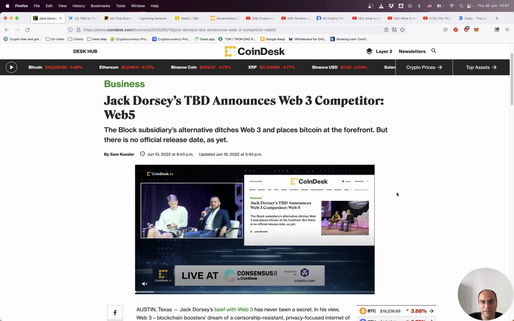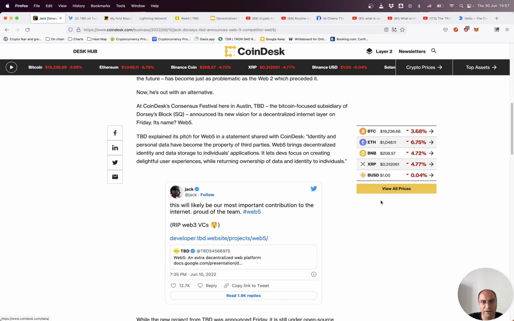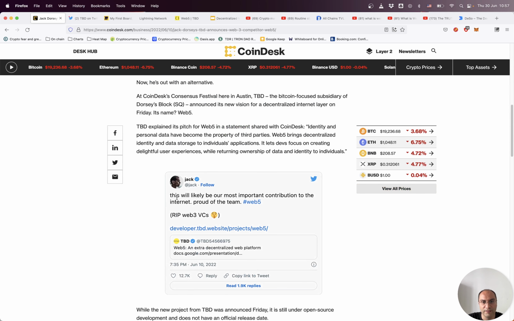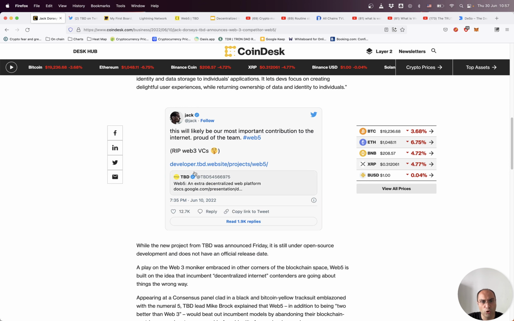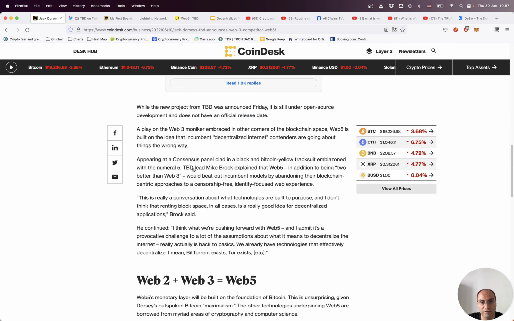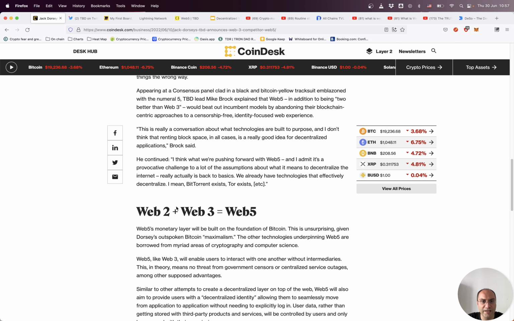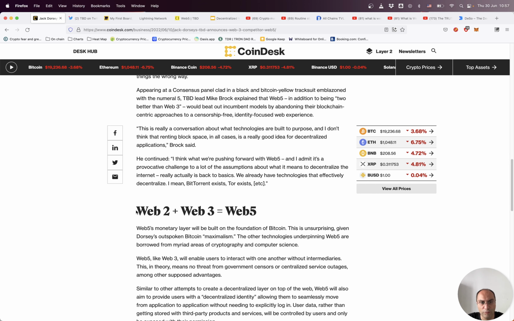It was 20 days ago that Jack Dorsey tweeted, "This is likely to be our most important contribution to the internet. Proud of the team. Web5." Then he also posted a link with this tweet, and in the link he was explaining about Web5. As written here, and as we can see on the website, Web5 is like a combination of Web2 plus Web3, and now it equals Web5.